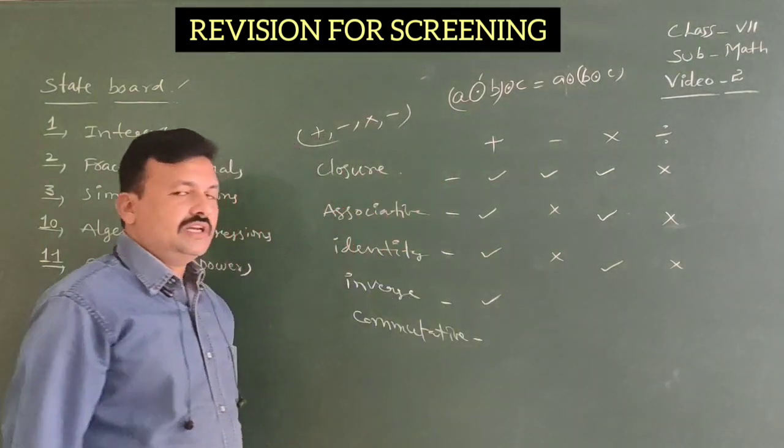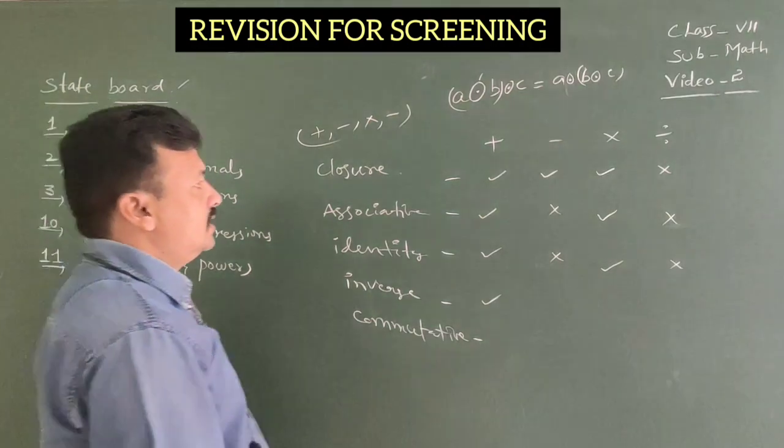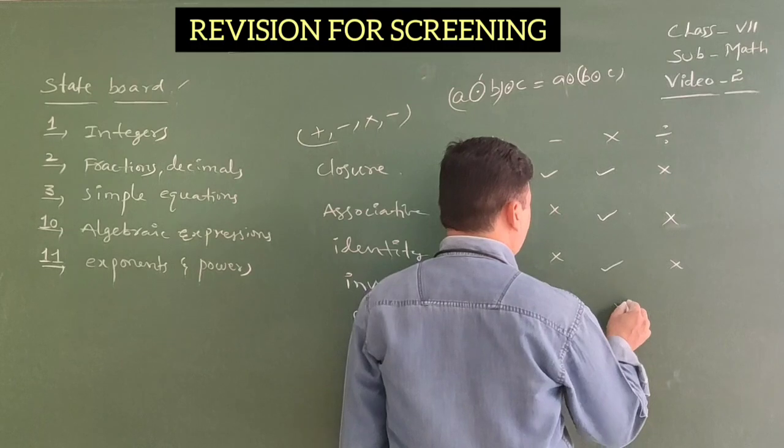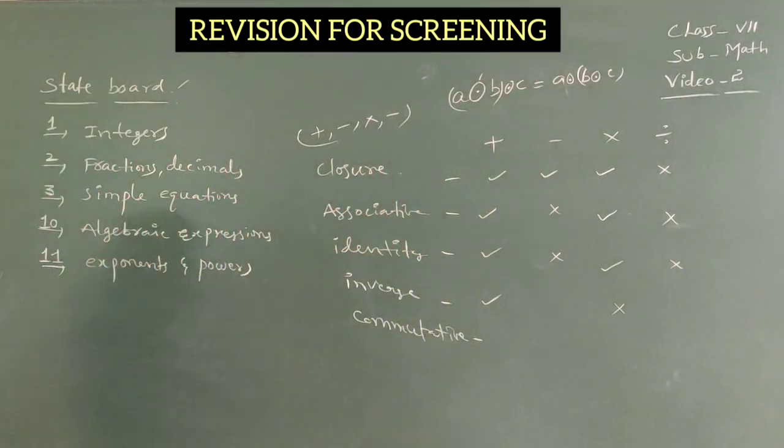Inverse. For 2, minus 2 is the additive inverse. There is a change in sign. Here, reciprocal: there is no reciprocal element here. For 2, 1 by 2 is the reciprocal. 2 is present in integers, but 1 by 2 is not.